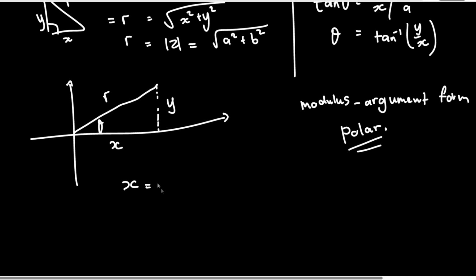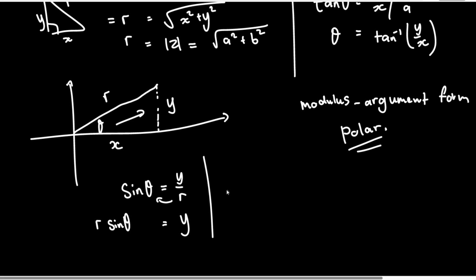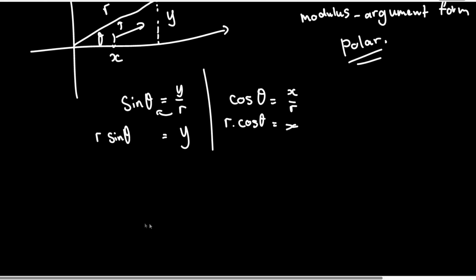But let's see, what if I wanted to find x, though? Well, I can say the sine of theta is equal to the opposite, y, over r. So if I cross multiply, I can say that r sine theta is equal to y. Okay. What about if I use cosine of theta though? Well, cosine of theta is my adjacent over my hypotenuse, so I get x over r. So we can then say that r times cosine theta is equal to x. Okay. So I hope you guys are following.